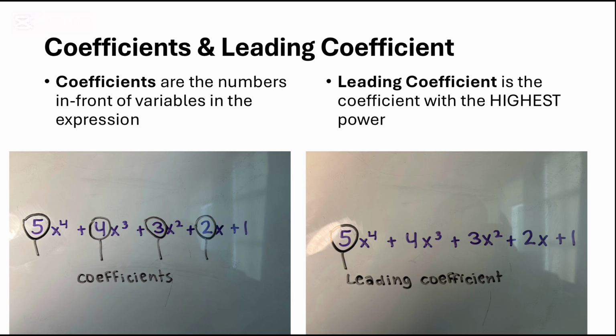Now let's look at coefficients and the leading coefficient. So coefficients are the numbers in front of the variables in the expression. So the examples of coefficients would be the 5, the 4, the 3, and the 2 because they are all in front of the x. The leading coefficient is the coefficient with the highest power. So, since the highest power is the 4, the leading coefficient would be the 5.